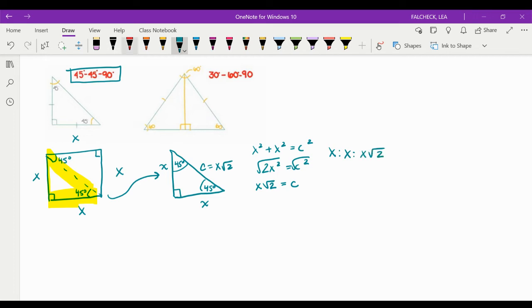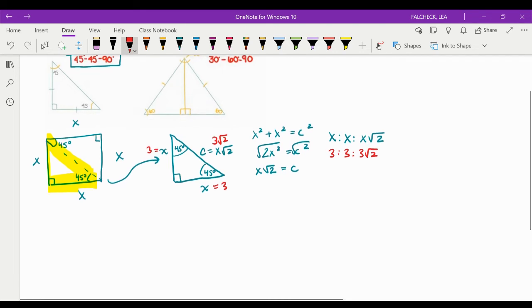So for example, if x equaled 3, I would know that this also equaled 3, and that this side length over here would be 3 root 2. That's pretty awesome. I figured that all out without having to do a single calculation. Useful, useful, useful. Okay, I'm erasing.